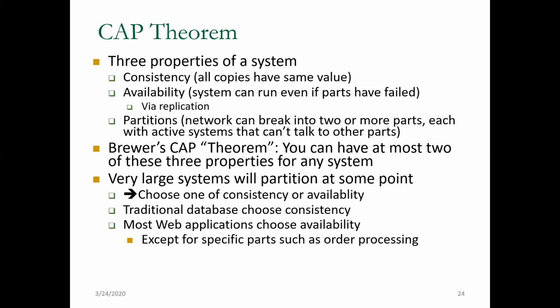So very large systems will be partitioned, at which point you can choose any one of the other two, right? In a distributed database system, you can choose either consistency or availability. You cannot have both of them implemented in a distributed database system. Traditional database systems choose consistency and availability. Most web applications choose availability as a very important part. Okay.